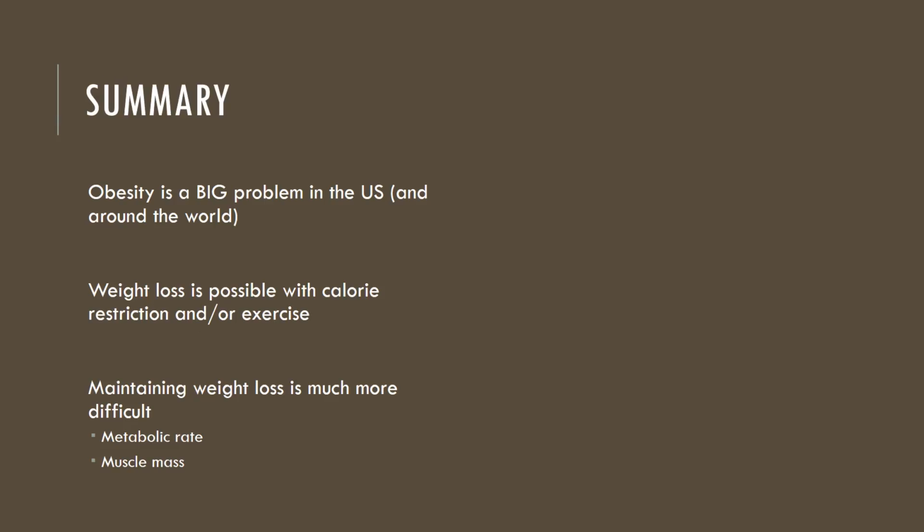So in summary, obesity is a big problem in the United States as well as around the world. Weight loss is possible with calorie restriction and/or exercise. However, maintaining the weight loss is much more difficult because of the decrease in metabolic rate that typically occurs with weight loss. However, building or maintaining muscle mass can prevent at least some of that decline in metabolic rate, thus making it easier to maintain weight loss in the long run.